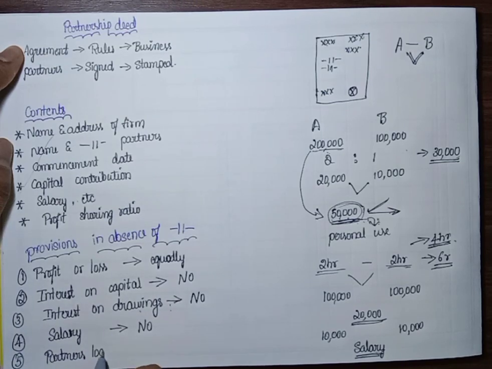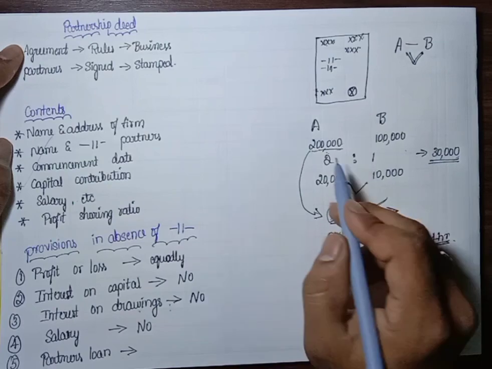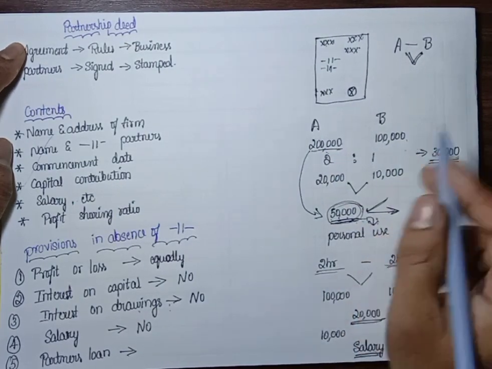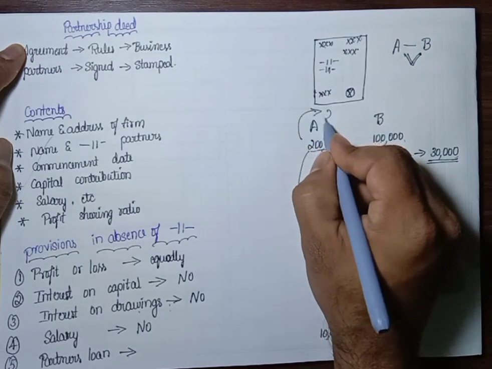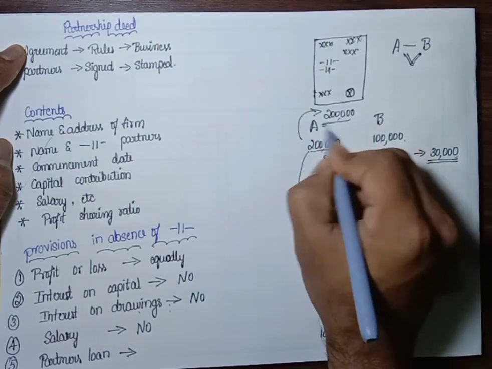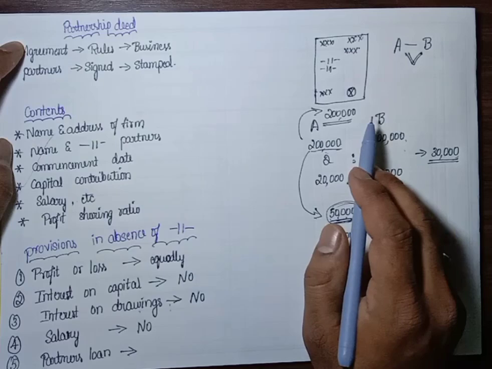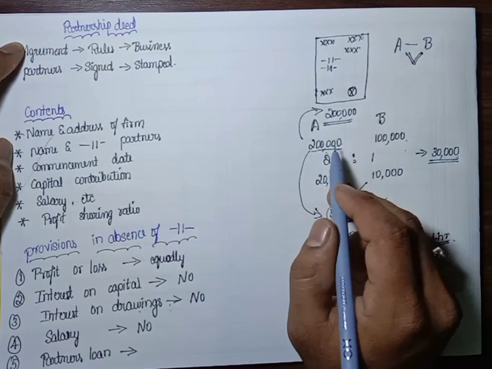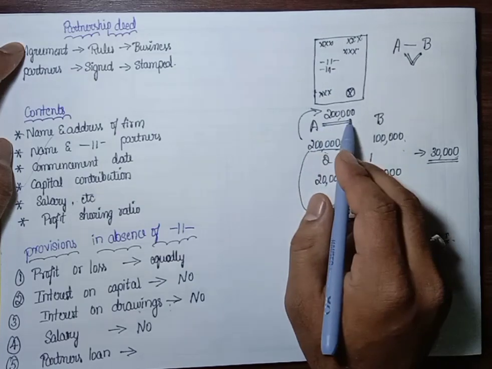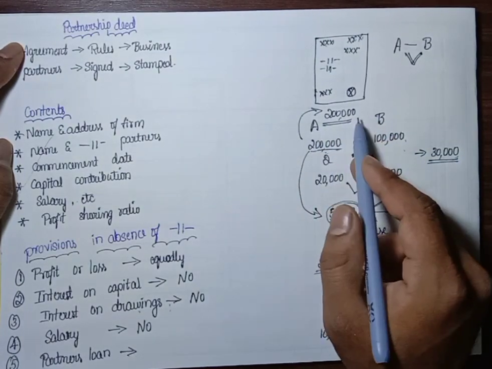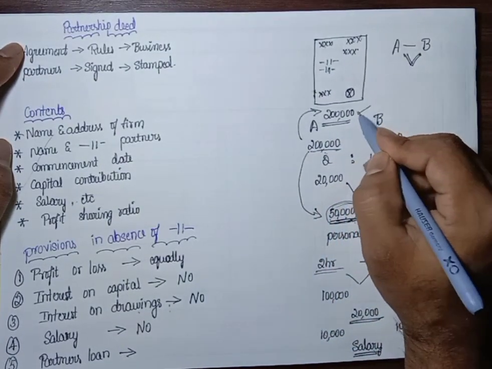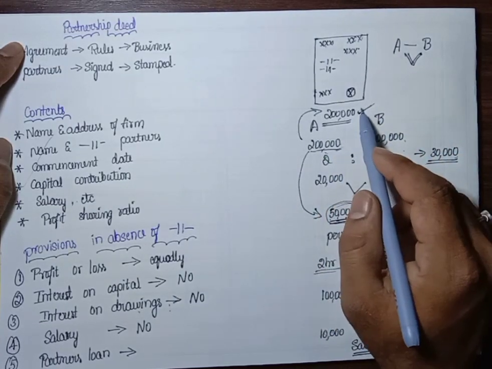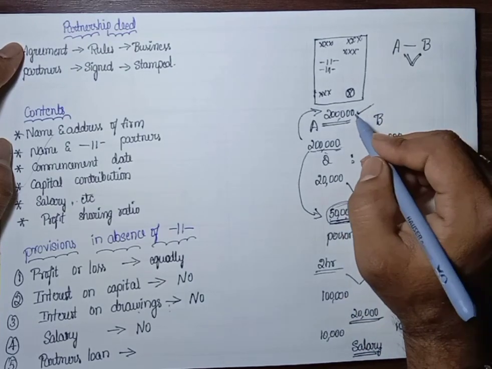Partners loan. Let us take A has invested 2 lakh rupees here, B has invested 1 lakh rupees here. Now the business needs a further 2 lakh rupees. If it is approaching the bank and we will not get any amount from any other source, then what will happen? A partner may provide the 2 lakh rupees. Instead of giving it as capital, he may give it in the form of a loan. Already he has invested 2 lakh rupees, that is considered as his capital. Now he is providing 2 lakh rupees, but in the form of a loan. Then it is called partners loan.